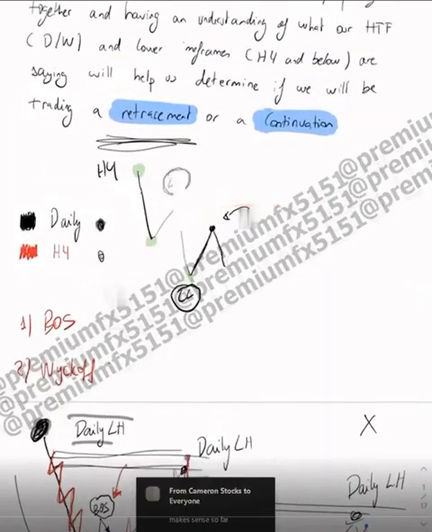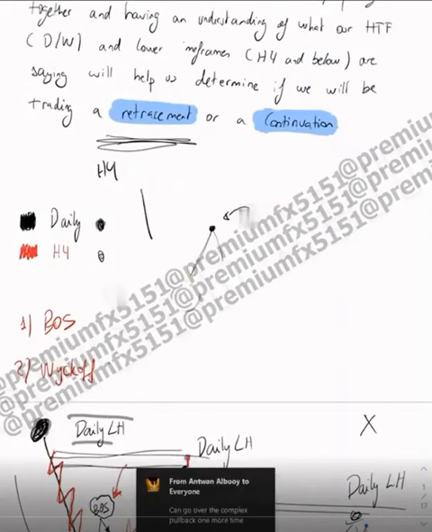One person's asking, is break of structure defined by the body or the wick? Really good question. Always the bodies. We're always going to be focusing on the bodies, not the wicks.